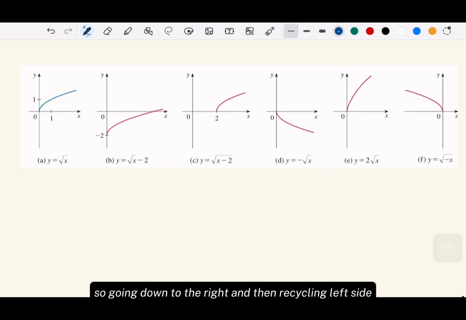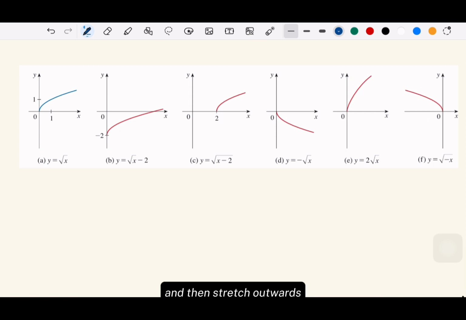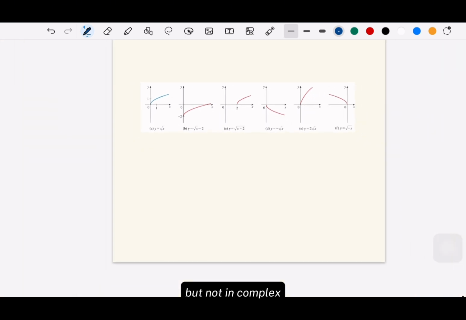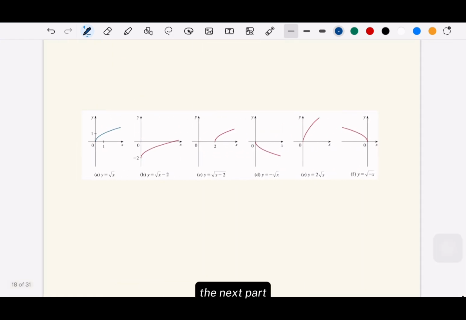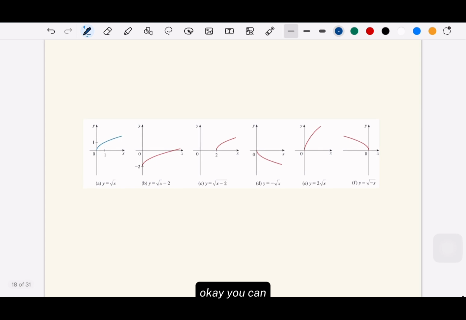So going down, going to the right, and then reflecting the bottom side, and then stretching upwards, and then reflecting to the left. Okay? Quick review. If you're still confused about this, there will be complete manuals in basic math, but not in calculus. This is just a quick review.